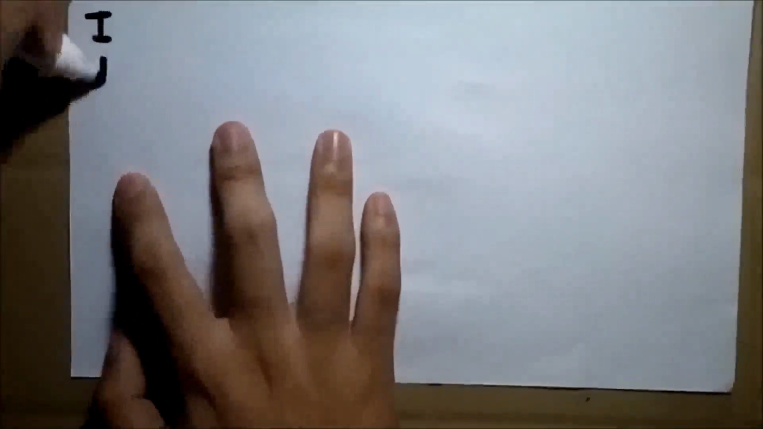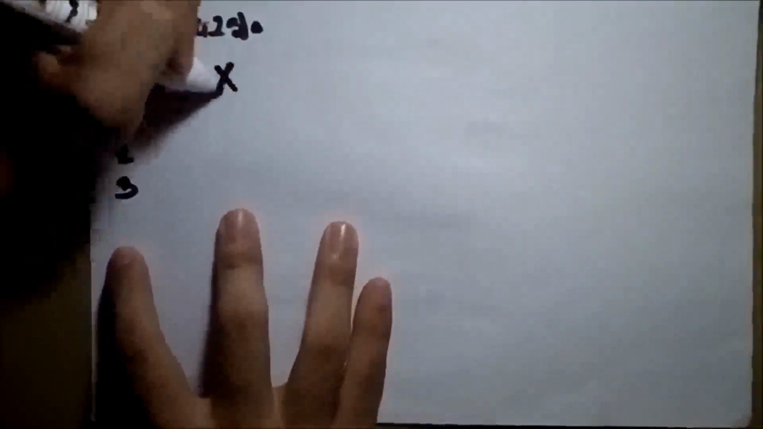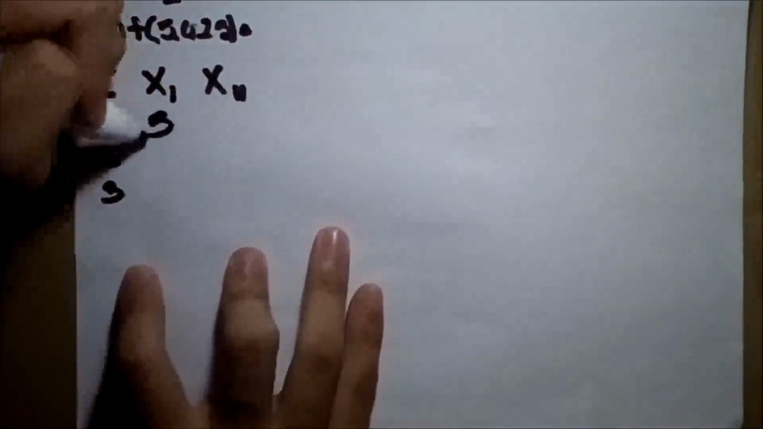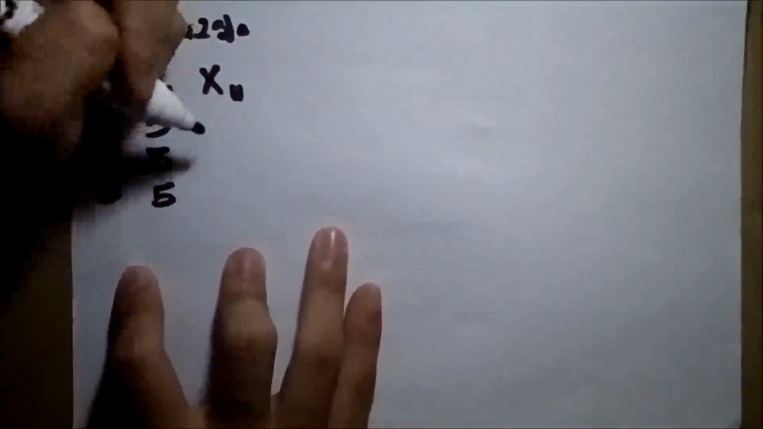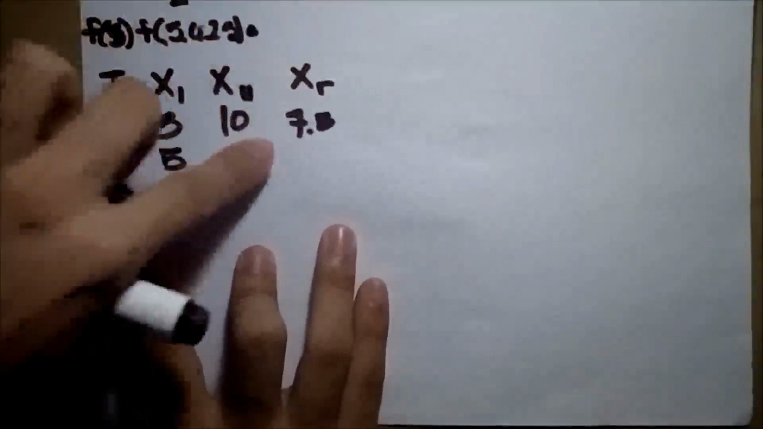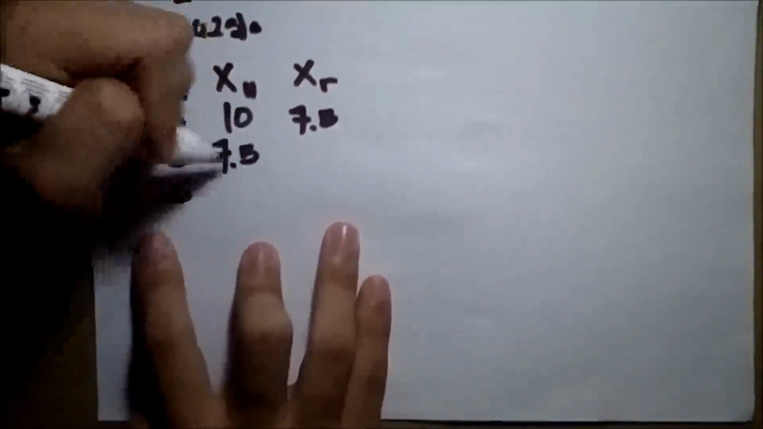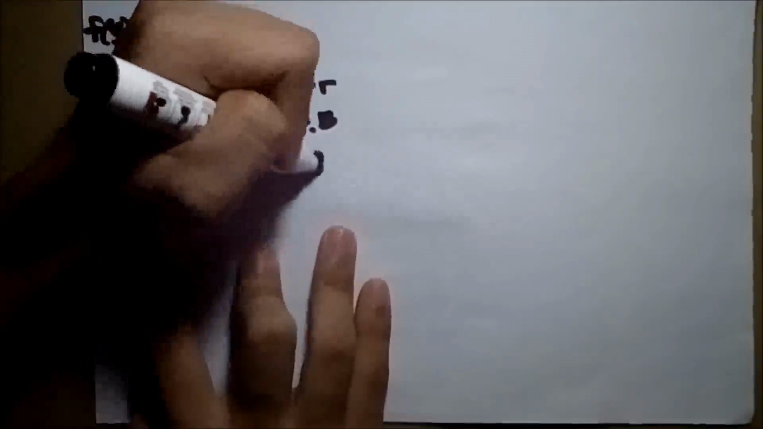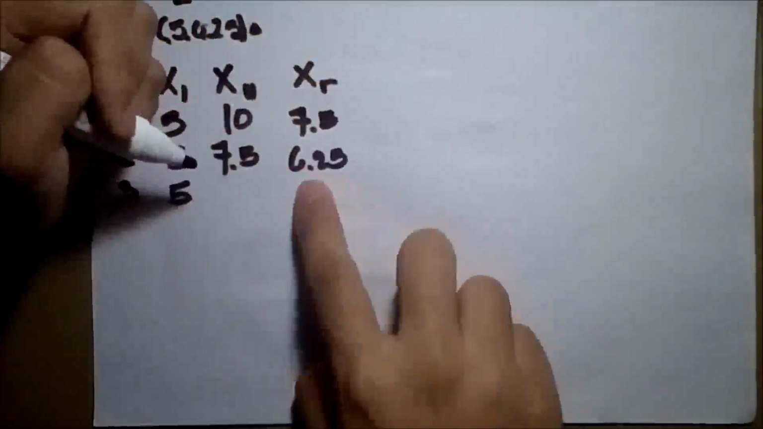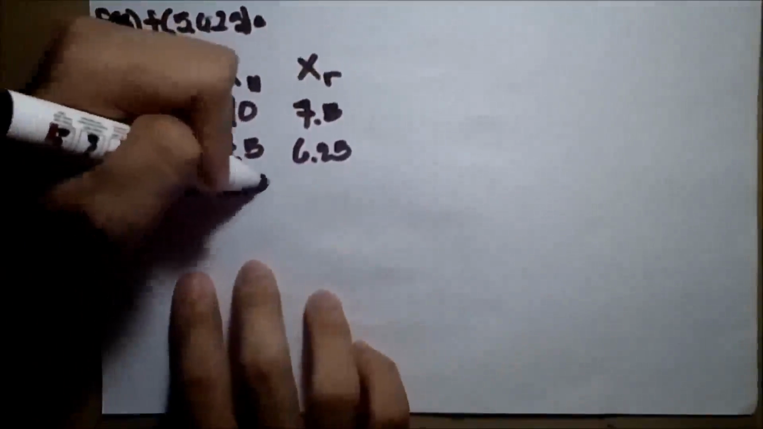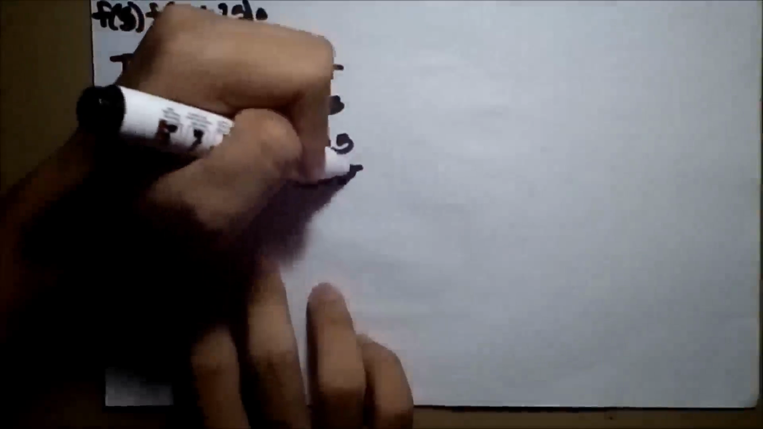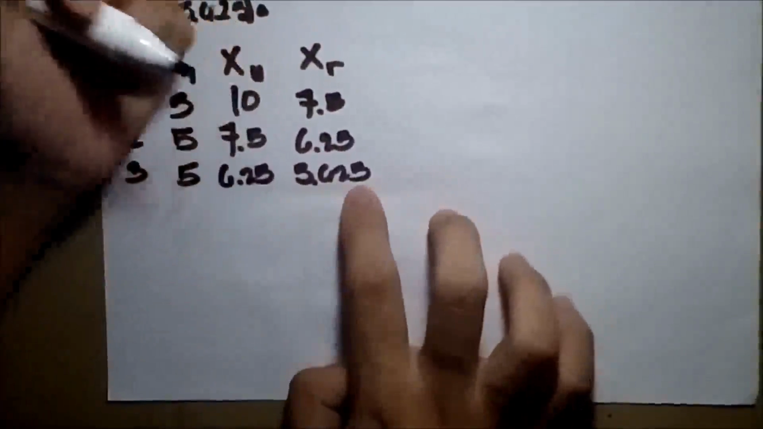By placing these in a table, x sub l is 5 and x sub u is 10 in the first interval. The first x sub r equals 7.5. This will be the new x sub u. Get its midpoint, 6.25, and this will be the new x sub u. And this 5.625 is the final iteration.